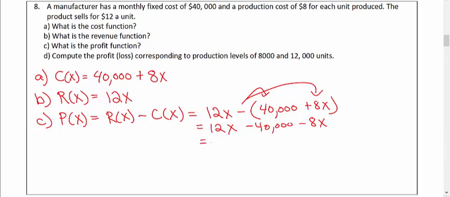And then we're going to combine our like terms. So we get 12x minus 8x. Let's go ahead and put the answer here. That would be 4x minus $40,000. So this would represent the profit function.